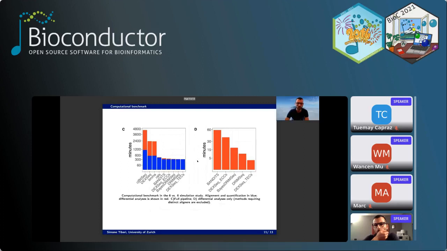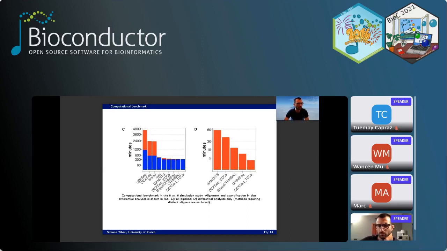Computational-wise, we have here the overall cost on the left of the full pipeline, including alignment and quantification in blue, and the differential part in red. And then on the right, we zoom in on these fastest methods that share the same quantification and alignment so that we can better appreciate their differences in the actual differential methods. And I think the few key points are that bandits is obviously slower than competitors that do not have the allocation of the latent variables, but it also is much faster than alternative approaches.